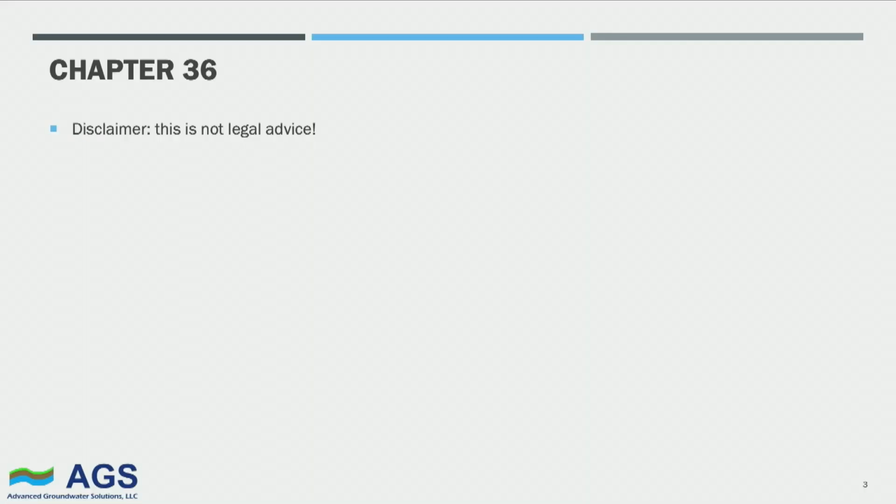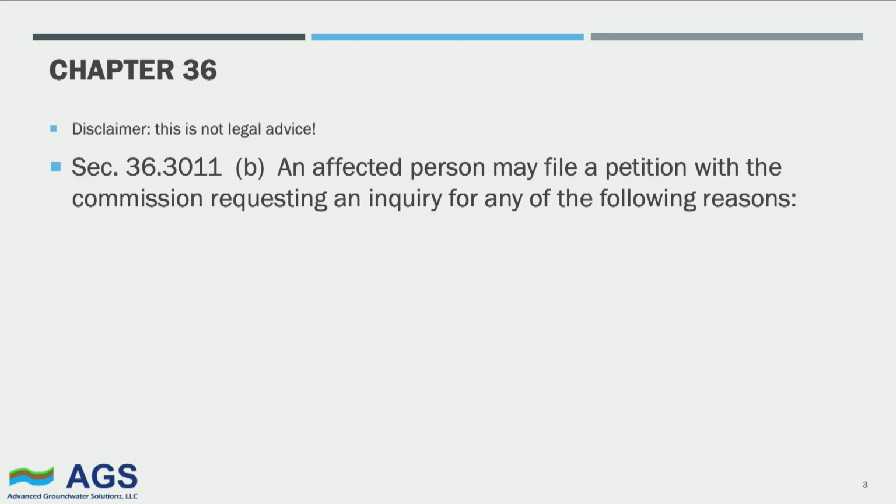First of all, I'm not a lawyer, and there's a lot of lawyers in the room, so this is not legal advice. But when you go and look at Chapter 36 and try to say, what does compliance really mean? It has a small section in there: an affected person may file a petition with the commission, the TCEQ, requesting an inquiry for any of the following reasons.